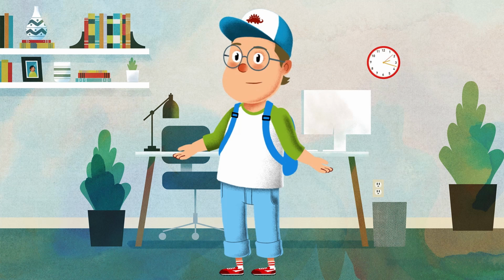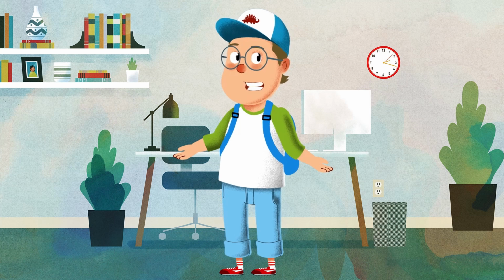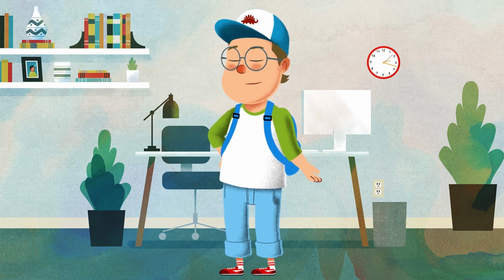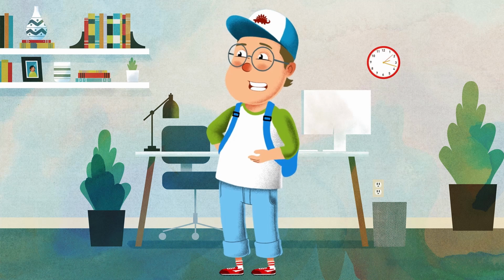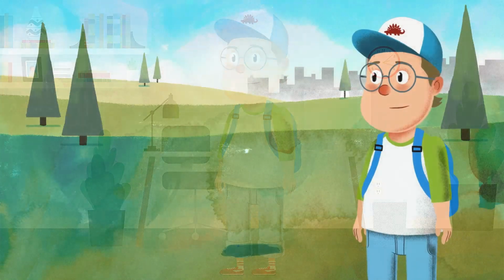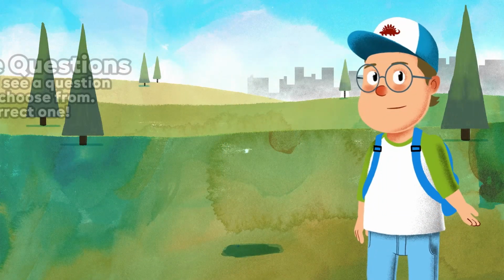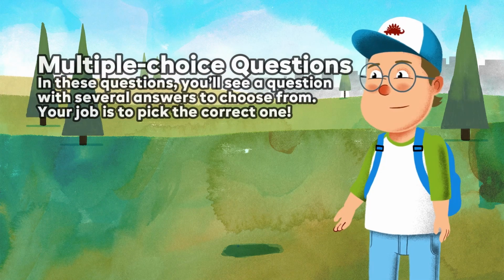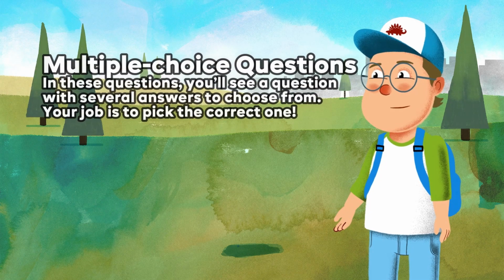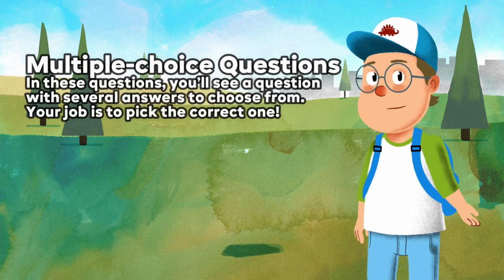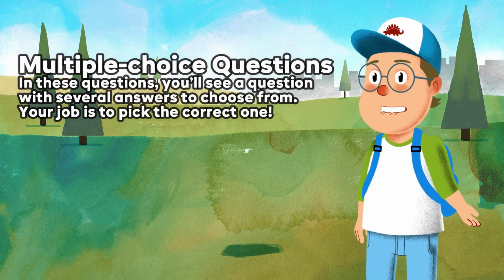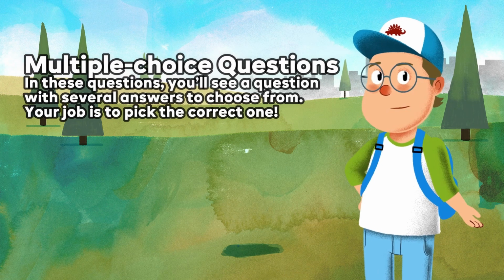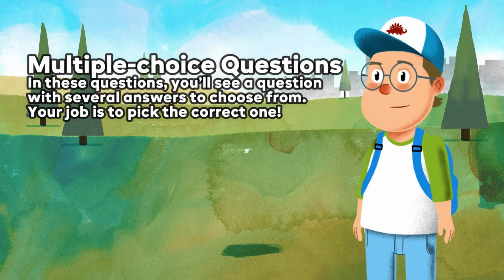Welcome to this quick video where we'll learn about the three types of questions you might see in a PISA test. First, let's talk about multiple choice questions. In these questions, you'll see a question with several answers to choose from. Your job is to pick the correct one.